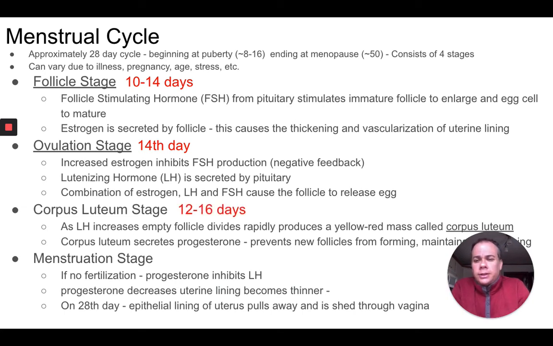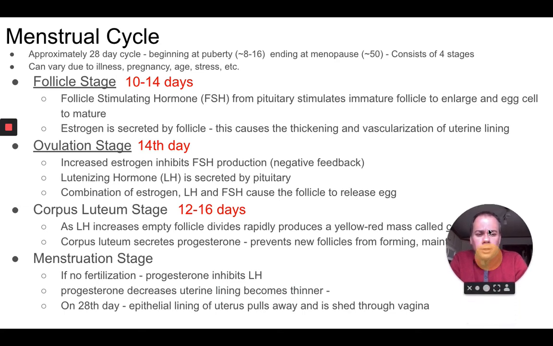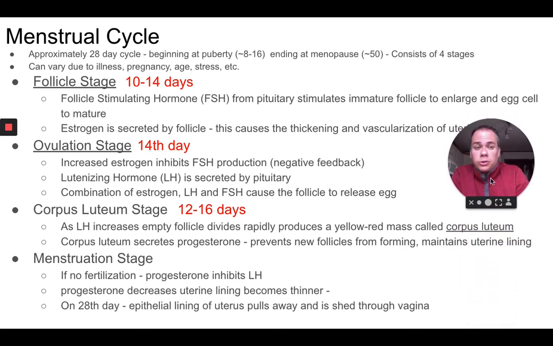After that egg cell is released, the follicle that remains turns into a structure that's called the corpus luteum. This is called the corpus luteum stage. As the LH levels increase in the blood, the follicle produces this corpus luteum, and it begins producing another hormone called progesterone. This hormone, progesterone, prevents any new follicles from forming. It also helps maintain the lining of the uterus.